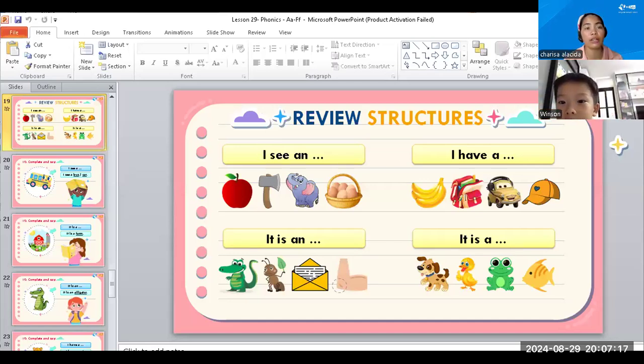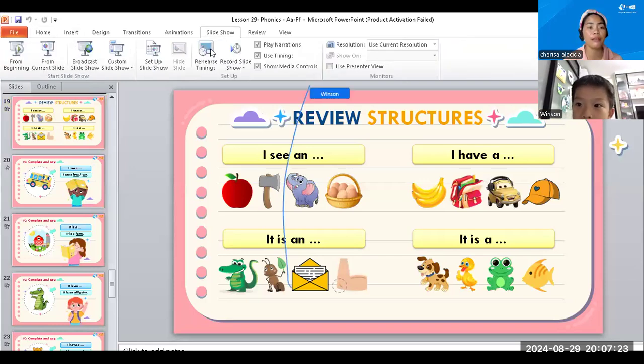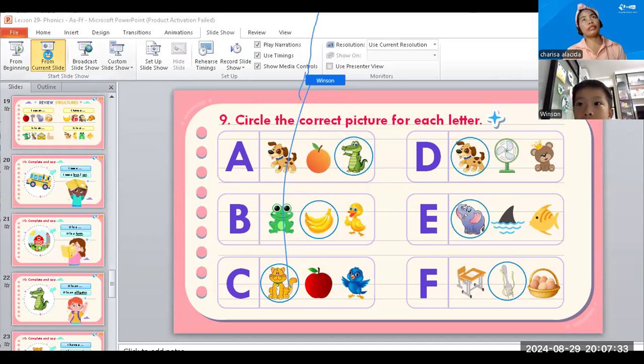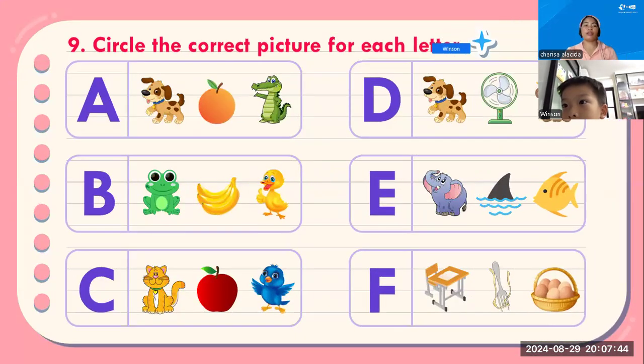Okay, so I will share my screen so that we can have a review first before we proceed to a regular test. Please get your pen and paper so that we can answer the regular test after this review. This is only five to six slides, and then we will have a regular test. I will give you five minutes to review also.